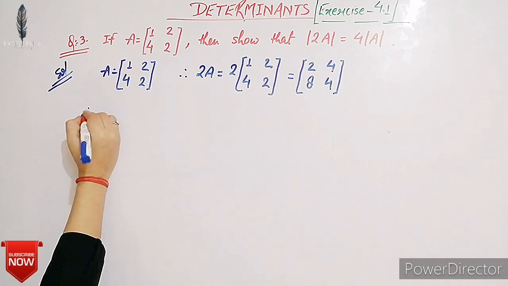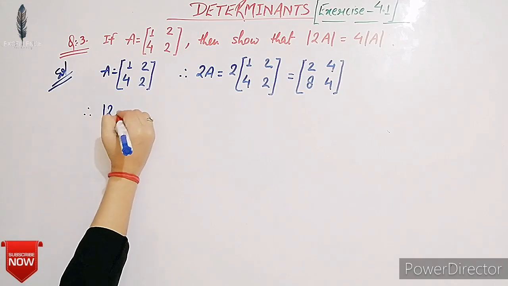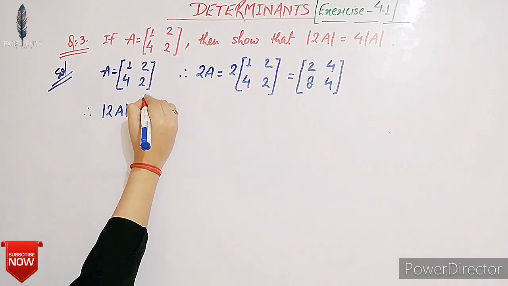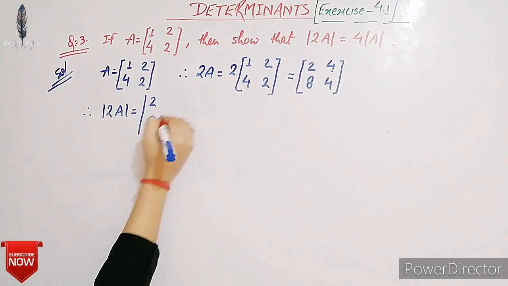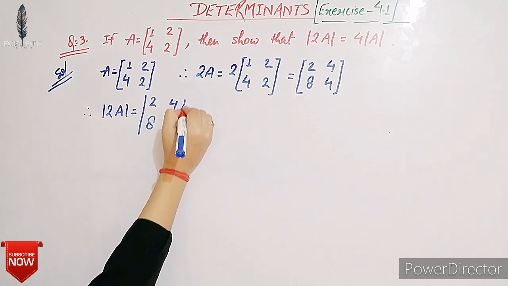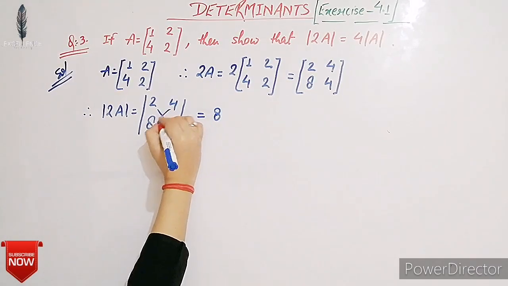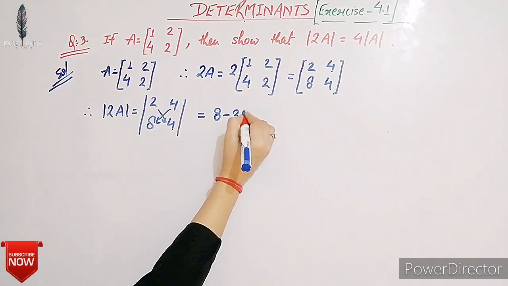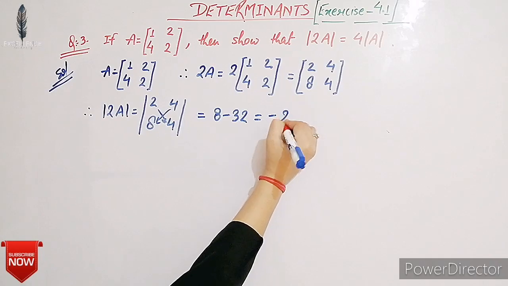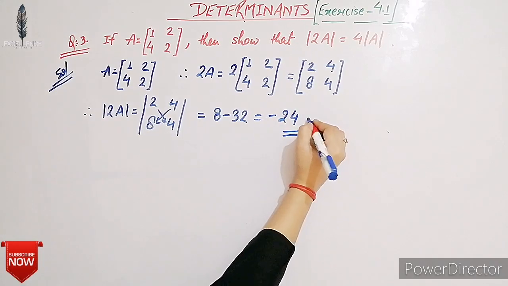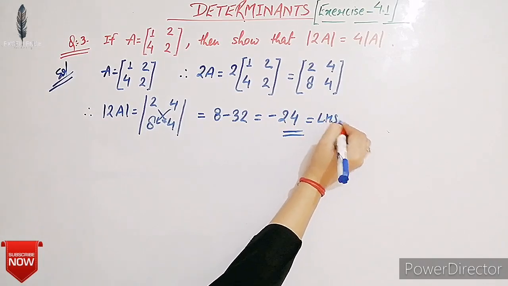So now determinant of 2A is equal to determinant of 2, 8, 4, 4. Now evaluate it. So it is 2 into 4, that is 8, minus 8 into 4, that is minus 32. So it is equal to minus 24. It's the LHS part.